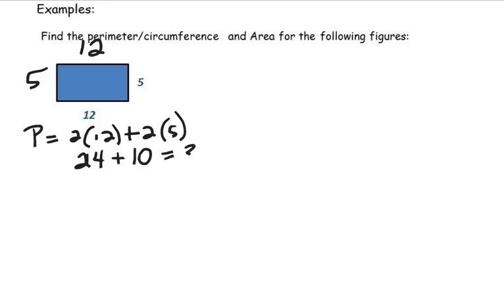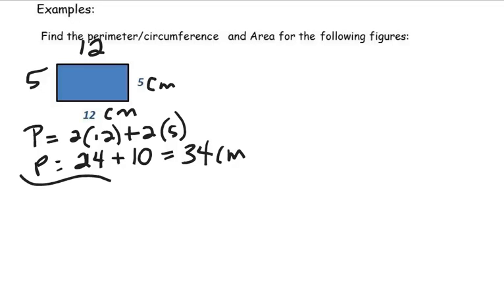So my perimeter is going to be 34 units, whatever it is, if it's inches, centimeters. If I'm just adding them up, let's say these are centimeters, and if I'm just adding up like terms, then this would be 34 centimeters. So my perimeter is going to equal 34 centimeters.